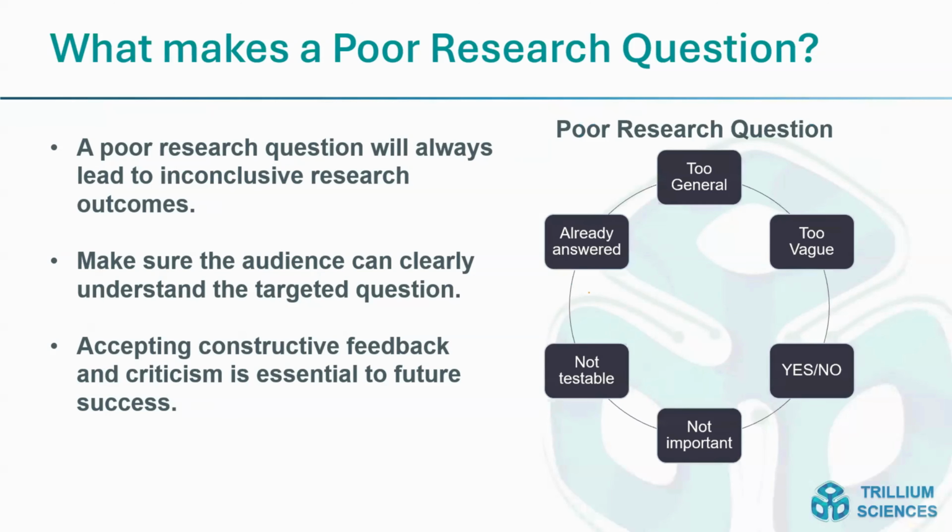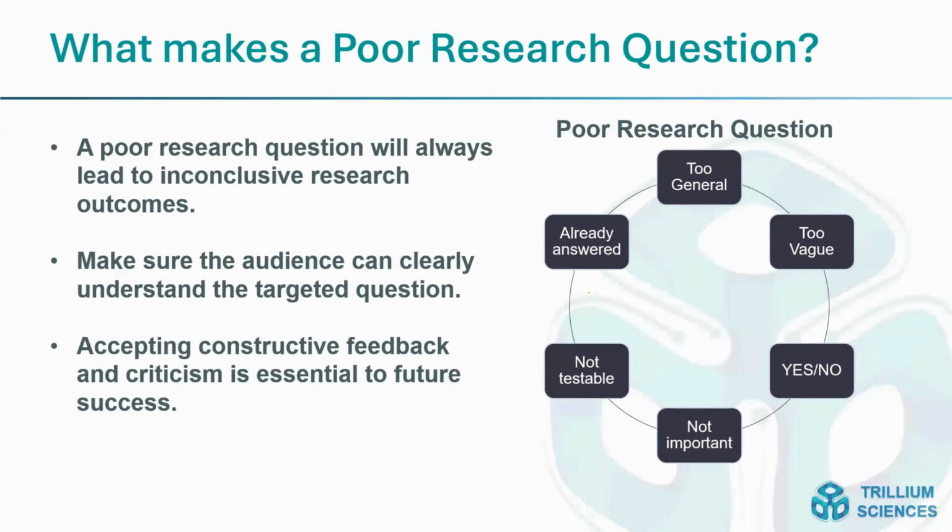So what does a poor research question look like? As we mentioned, it's too general. For example, I'm going to do a study on breast cancer. If we're talking about all patients with breast cancer, it will be a very general research question. It's too vague if you yourself cannot explain it. If you cannot put it in one sentence that is understood the first time, then it's too vague a question.